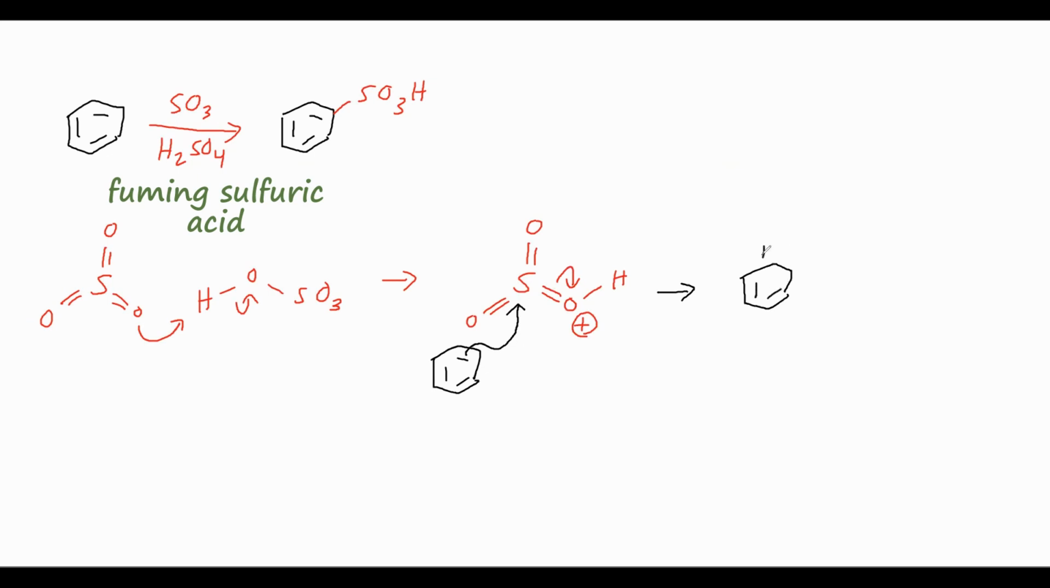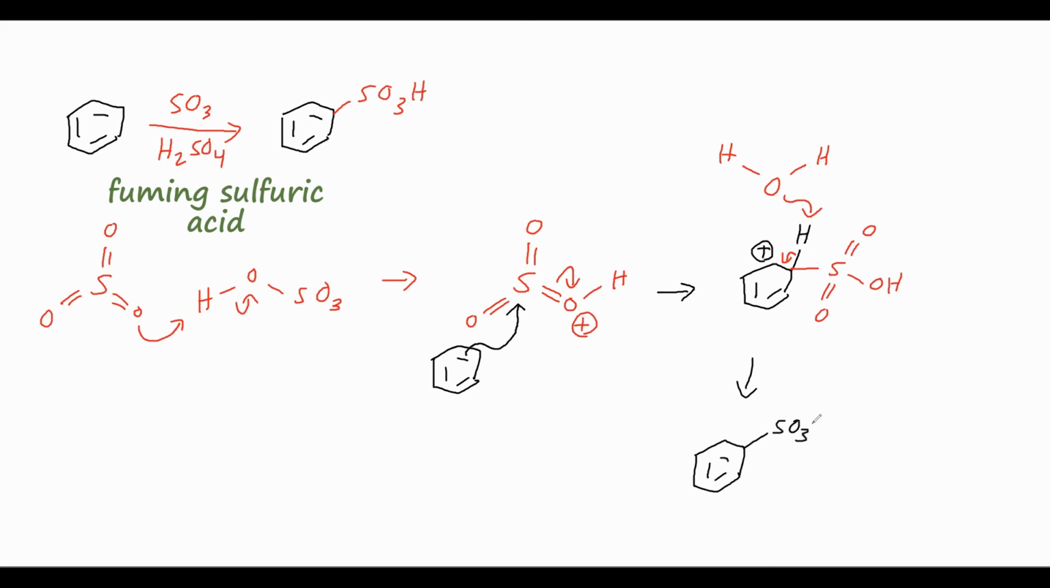Exactly the same as before, we will need some base to take off this hydrogen, and in this case we'll probably have water again in the reaction. Although it is concentrated sulfuric acid, there's always going to be some water in there, and it's by far going to be the most basic thing in solution. So that will remove the hydrogen, restoring that aromaticity again, and giving us the final benzene sulfonic acid product.